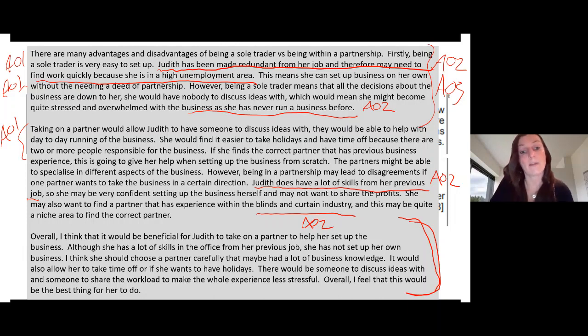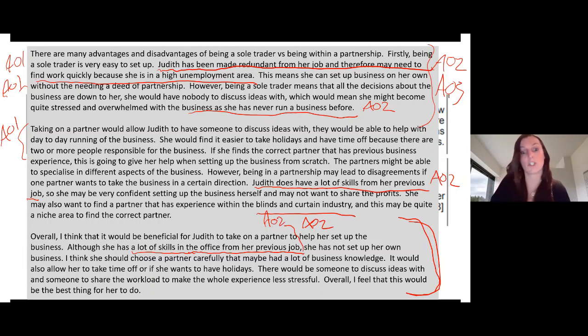So overall, I think it would be beneficial for Judith to take on a partner to help her set up the business. Although she has a lot of skills in the office from her previous job, she has not set up her own business. I think, again, we've got sort of AO2 here, haven't we? Previous job, lots of skills, because that's what it did say. She's got quite a lot of skills here. So again, that's sort of an AO2. Sorry, I'm making this a bit of a mess.